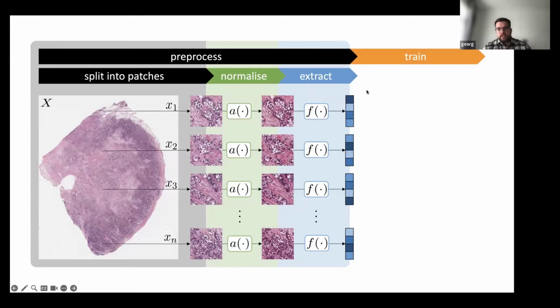So for n tiles, you're going to get n feature vectors. And this is basically all the pre-processing. So this can all be done before you train your actual weakly supervised model. During the training of the model, you can just load these vectors. You don't have to load all this other stuff, because that's what you can save to the disk beforehand.